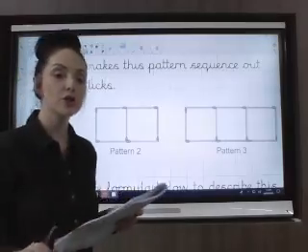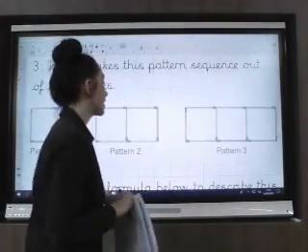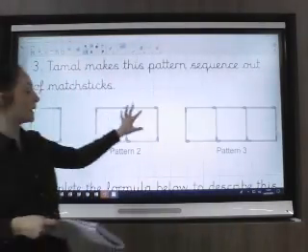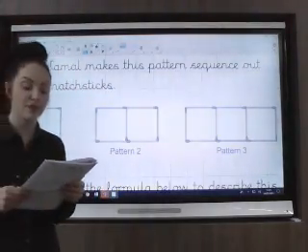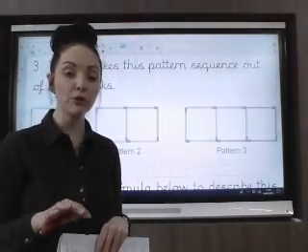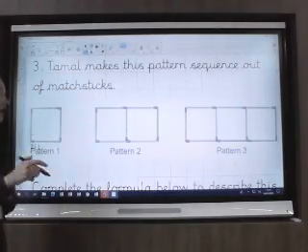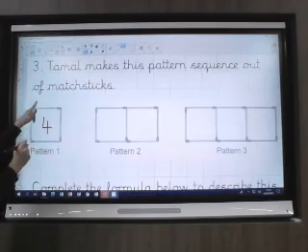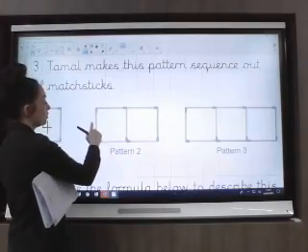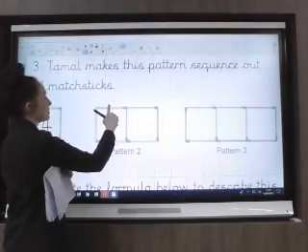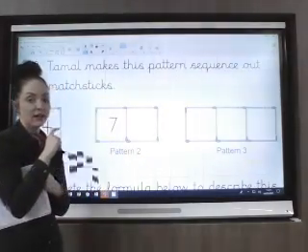On page 47 then, question 3, it says, Tamal makes this pattern sequence out of matchsticks. So you've been given pattern 1, pattern 2 and pattern 3. Then it says, complete the formula below to describe this sequence. So just before you do that, I've got a tip for you. I want you to go along and count how many matchsticks are in each pattern. So in that one, there's 1, 2, 3, 4. And in this one, let's go around the edge first, 1, 2, 3, 4, 5, 6. 1 in the middle. There's 7 in that pattern.